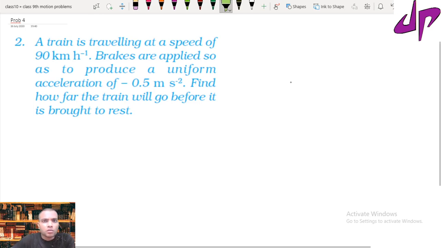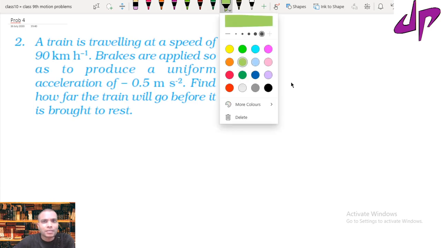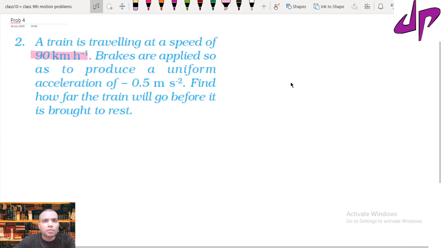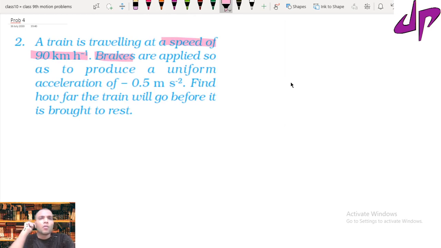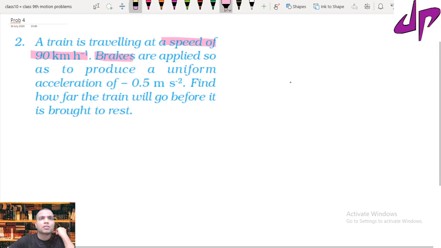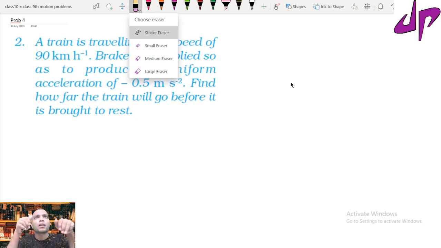So, if you can see, the train is traveling at a speed of 90 km per hour, and after that it applies a brake. What happens if you apply brakes to a vehicle? That vehicle's speed decreases. So we can say that the vehicle's acceleration decreases. When you apply the brake, your motion decreases.